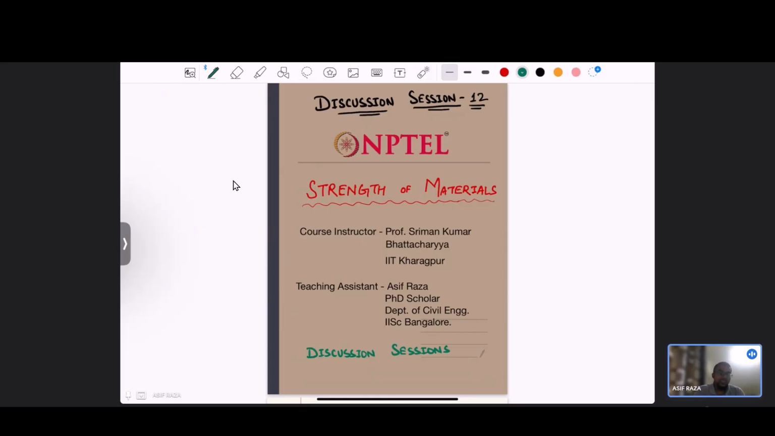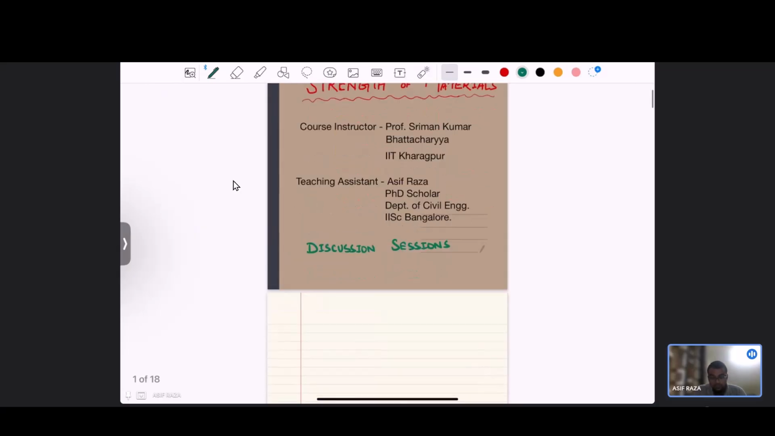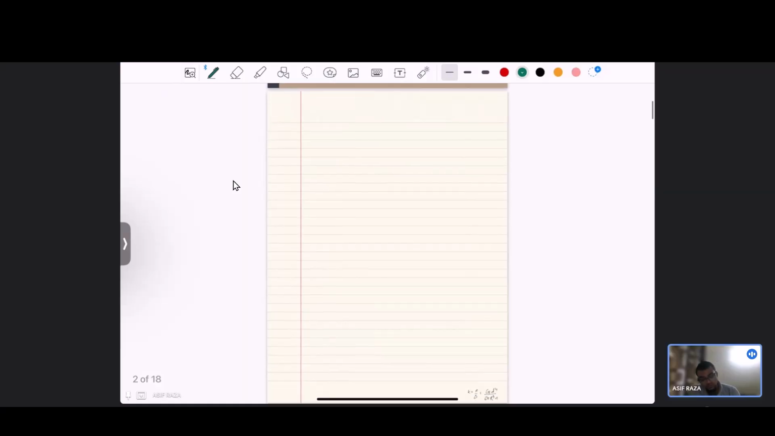Okay, so let's do this. The 12th week was all about springs. First of all, springs are used for what? To absorb energy and to restore the configuration. Just a simple thing. So the parameters involved in that.